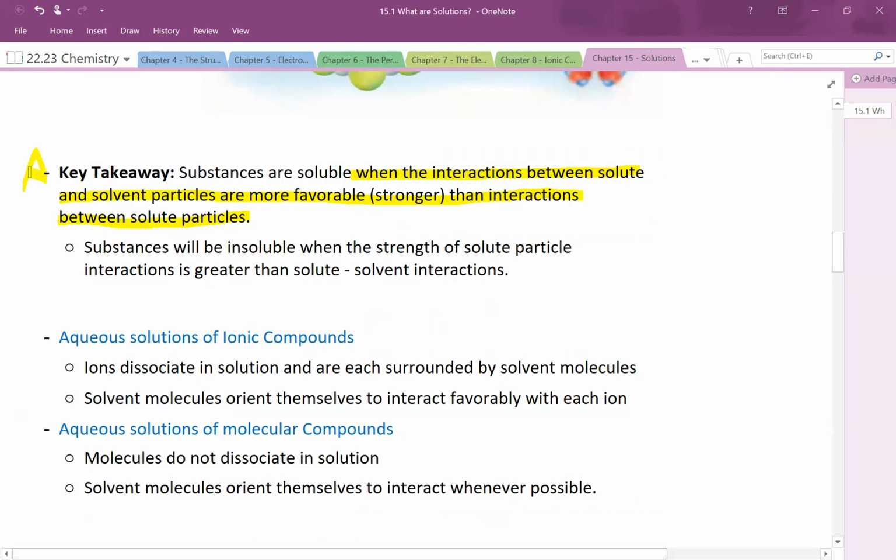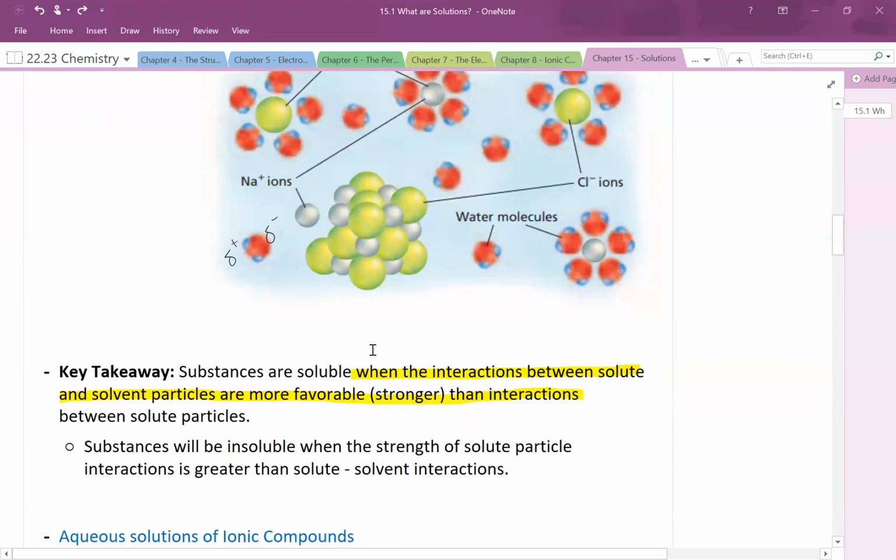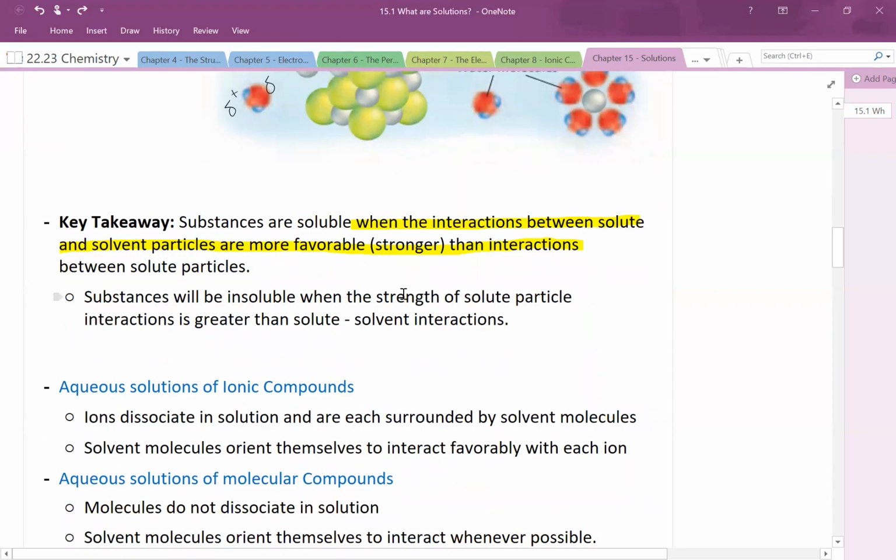And then again, we have another key takeaway here. I'll star it, attempt, that was ugly, but make sure you're writing these down. These are very important, right? These are the key takeaways for this whole little section. The second one is substances will be insoluble when the strength of solute particle interactions is greater than solute-solvent interactions. So in the case of oil and water, oil molecules can interact better with other oil molecules than they can with water. Therefore, oil will not dissolve in water.